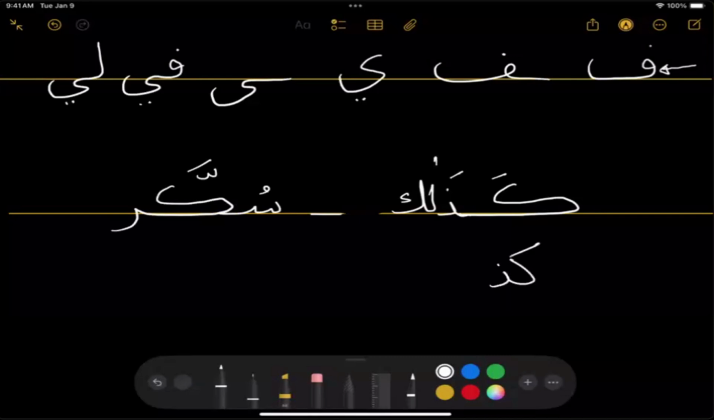Kadhalik. We could write this like this. Sukkar.